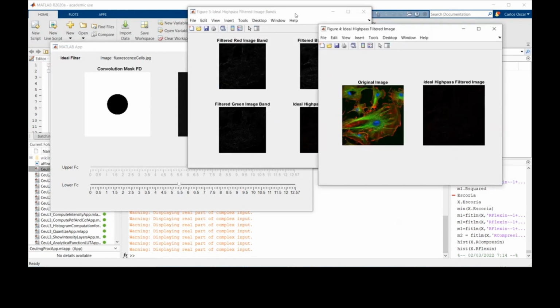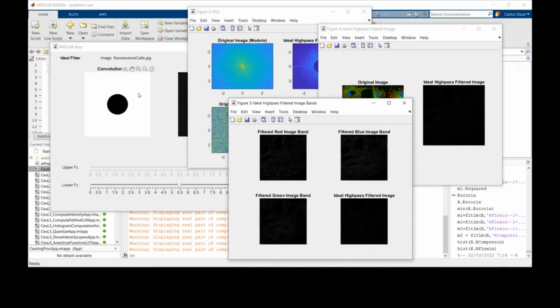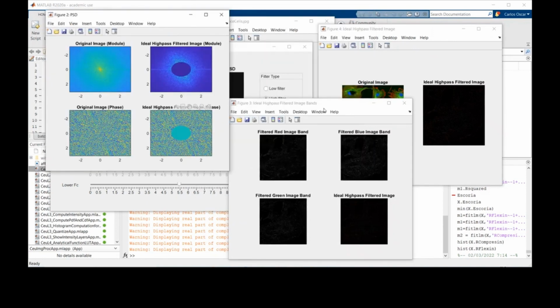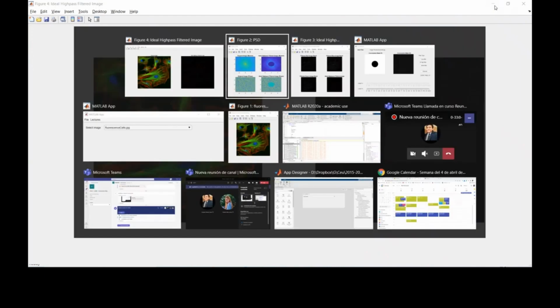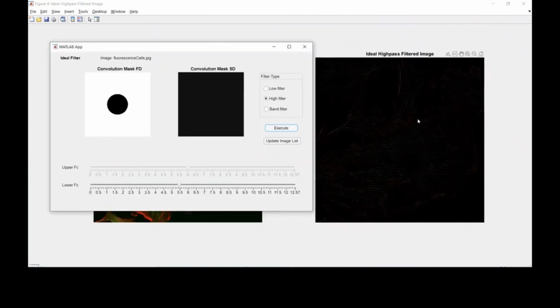And this is interesting. For instance, we are keeping more than half of the spectrum, but we barely see anything. See? We cannot see much here. Okay, why is that? I think there is an interesting reason, and I will explain it later on the whiteboard.